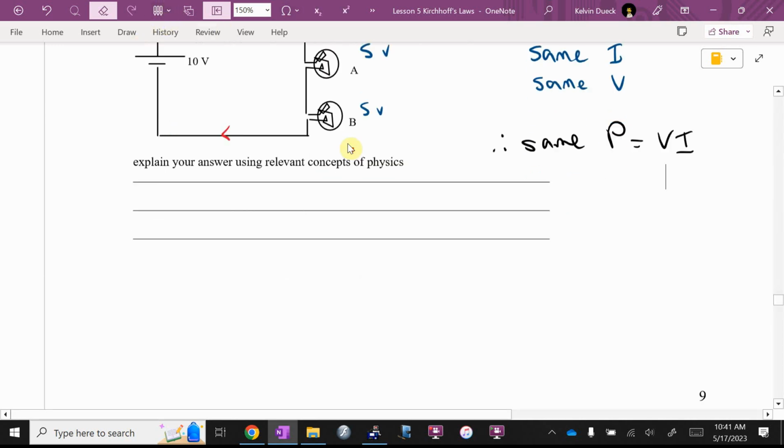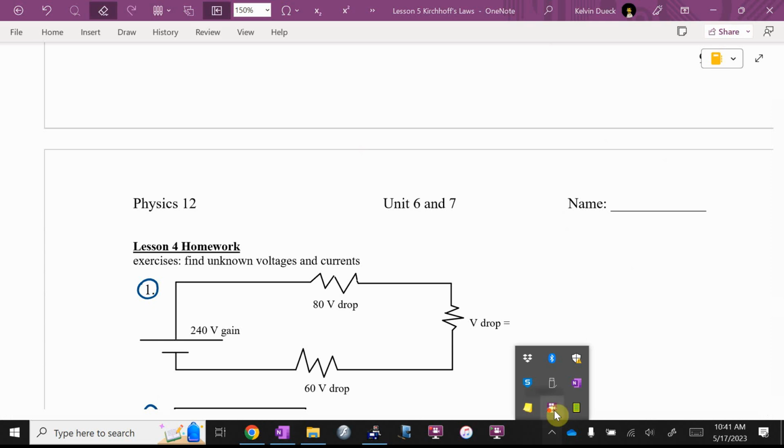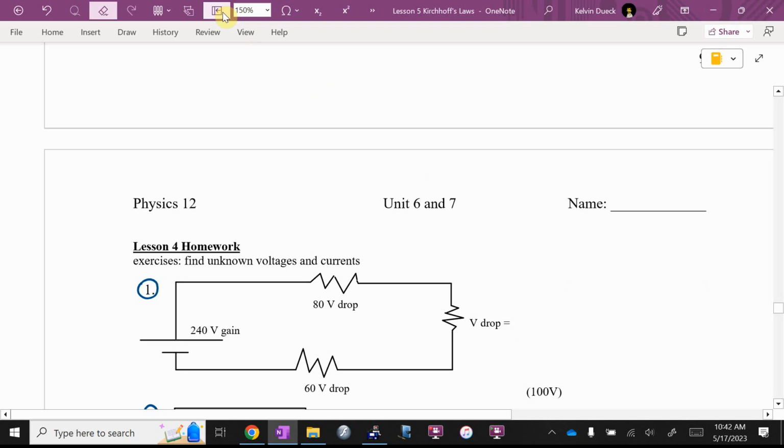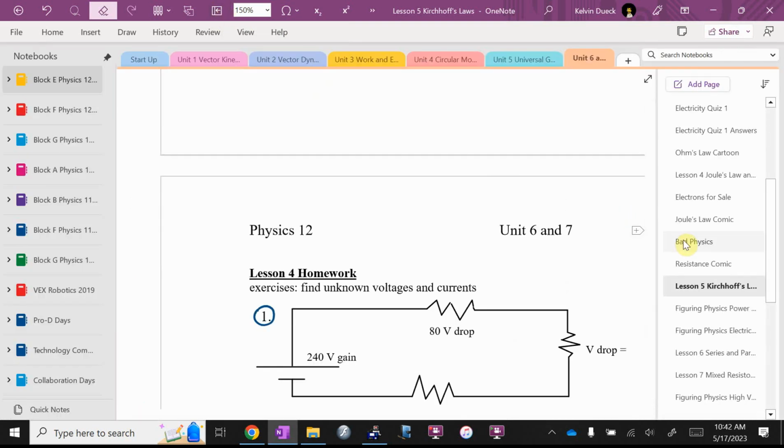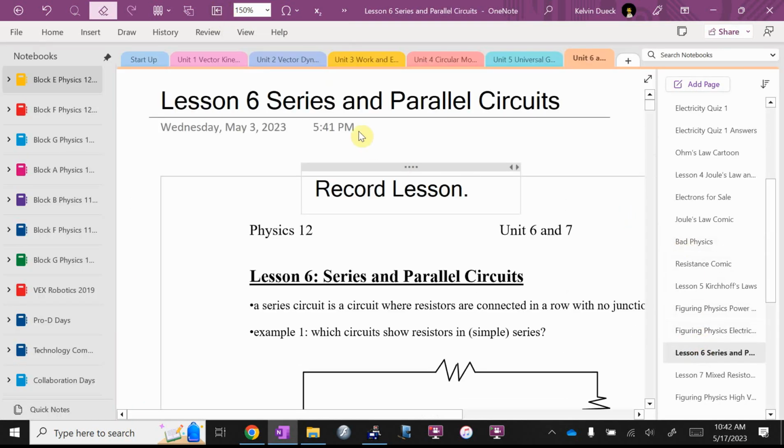So that was what I didn't quite get to last day. Pause. Talk today about series and parallel resistors. Record lesson.